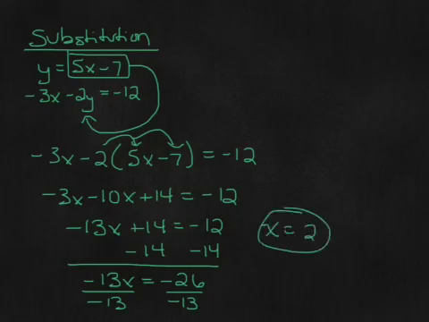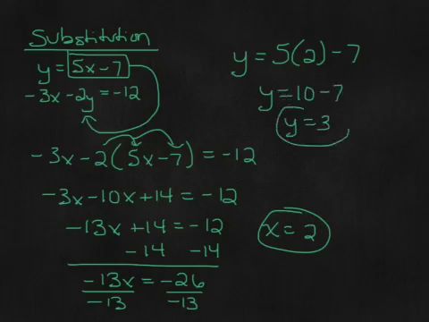Once I know what x equals, I can go back to my original equation that solved for y and just plug it in and solve for y. So y equals 5 times 2 minus 7. Y equals 10 minus 7. Y ends up equaling 3. So my answer to this would be the coordinate 2, 3.